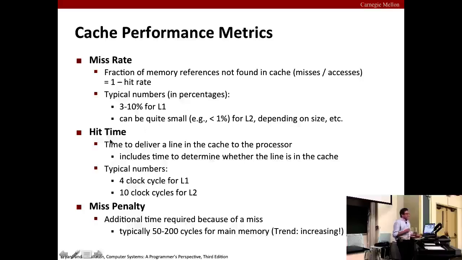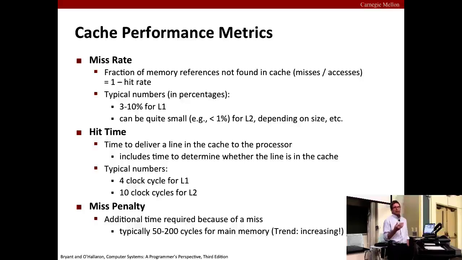So if we do have a hit in the cache, how long does it actually take to do the lookup to determine that there was a hit and then return the value? So for L1 in an Intel system, this is 4 clock cycles, 10 clock cycles for L2. And then there's an additional cost. So you always have to pay the hit time, right? The hit time is the best you can do.